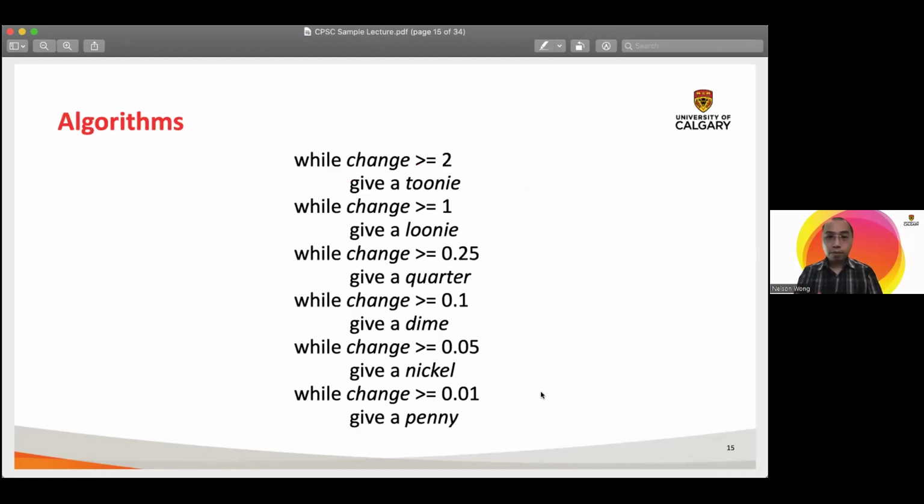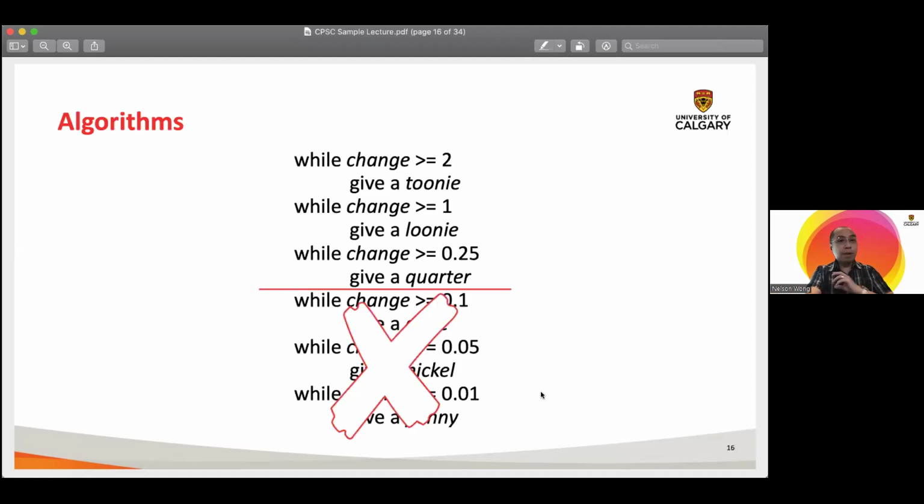Now, we want to see whether we can actually convert this to some kind of program. Now, to make it easier to explain, I will simplify this example, okay? And we will basically only assume we have toonies, loonies, and quarters, and that's all we have, all right?